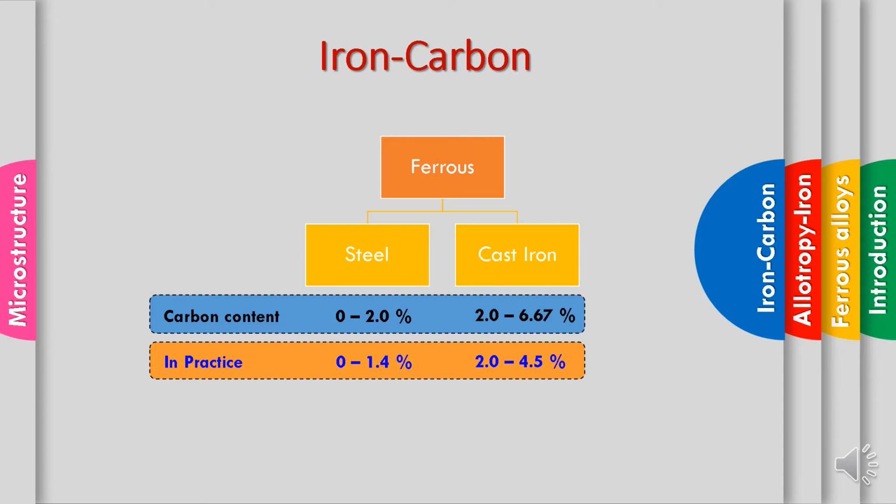In the case of steel, the carbon content ranges from 0 to 2.0% of carbon. For cast iron, basically more than 2%, up to 6.67%. And in practice, there is a range of 0.0 to 1.4% in the case of steel. In the case of cast iron, it is less than 4.5%.